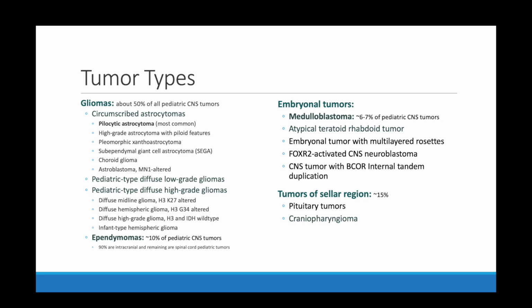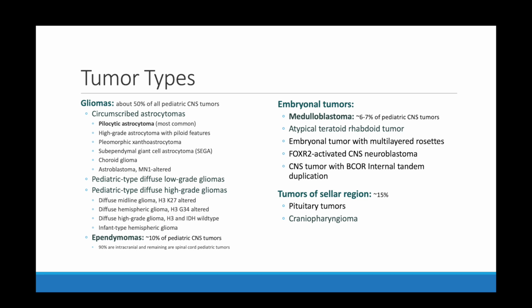There are many other subtypes that are listed here on this slide. The only other glioma that I'll draw your attention to are the diffuse high-grade gliomas that we see in pediatric patients. So diffuse midline glioma is one of these that we see, and it often is associated with an H3K27 alteration. And this is something that there are ongoing trials to try and target and improve the prognosis.